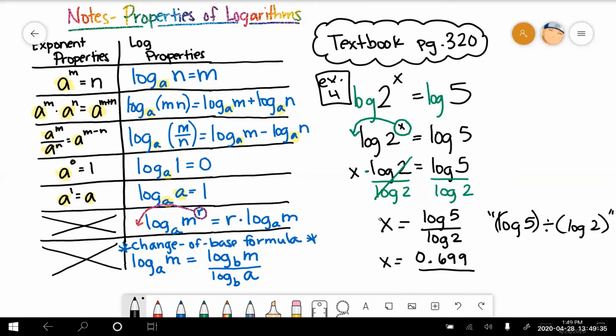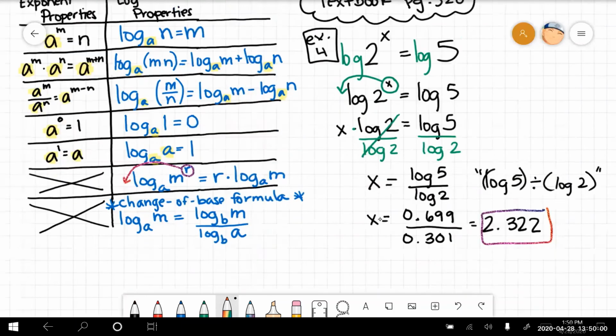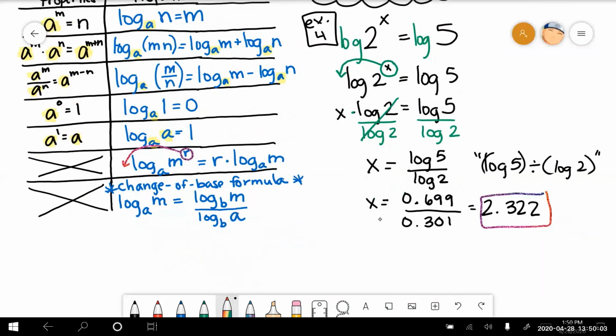And then log of 2, again, I'm going to type 2 into my calculator and then hit the log base 10 button. And that gives me 0.301. And when I divide those two in my calculator, I end up with 2.322. So there's my answer. And if you're wondering what that answer means, ultimately it means that 2 to the 2.322 power equals 5.